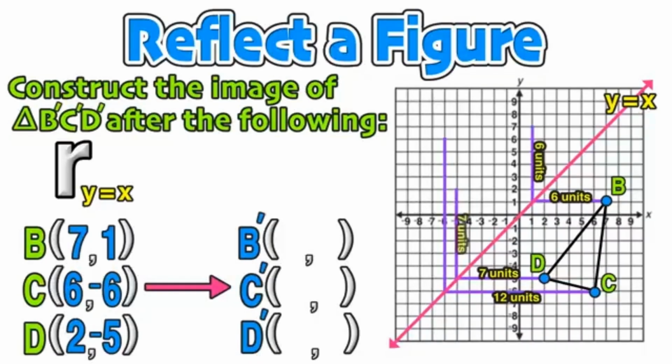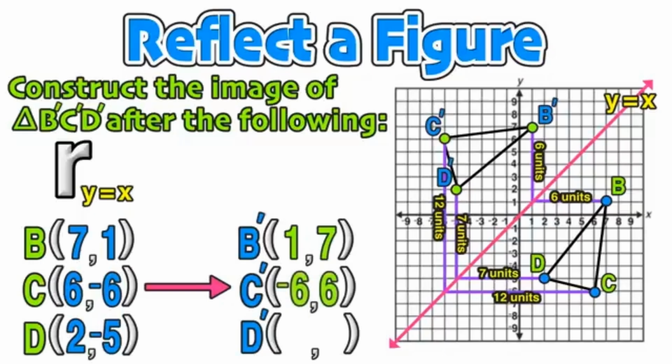So we started horizontally on one side, and now we're going to count vertically on the other side. By matching the same number of units for each corresponding point, we can find the coordinates of B prime, C prime, and D prime. Finally, we can construct the reflected figure: the coordinates of B prime at 1, 7, the coordinates of C prime at negative 6, positive 6, and the coordinates of D prime at negative 5, 2.